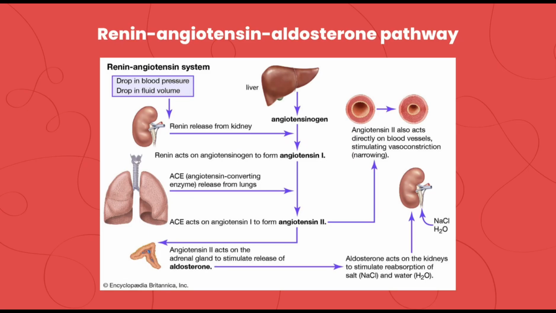This is the renin-angiotensin-aldosterone pathway, where angiotensinogen reacts with renin to form angiotensin 1, and ACE acts on angiotensin 1 to form angiotensin 2. Angiotensin 2 releases aldosterone.